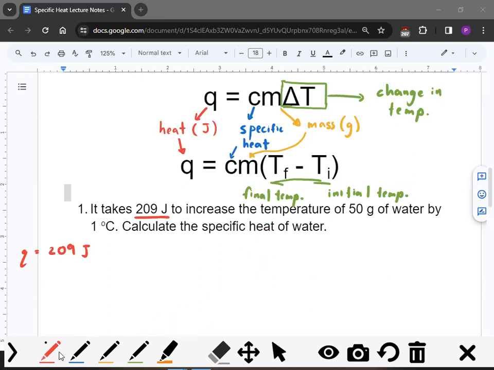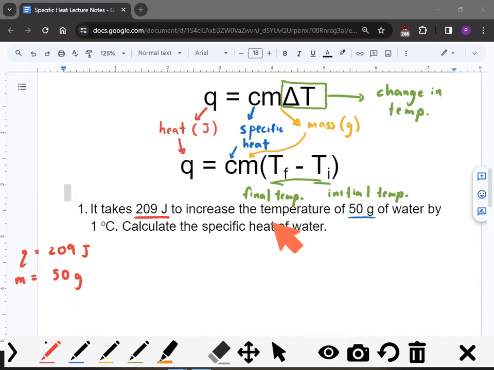All right, let's move on to the next one now. It says it takes 209 joules to increase the temperature of 50 grams of water. Now, if you take a look at 50 grams, which one of these variables is grams? Not triangle T, it's mass. Mass is grams, right? It's how much something weighs, how much of something you have. So for the next one, let's write M equals 50 grams. So that's the trickiest part of these problems. It's just figuring out what variables to plug these numbers into.